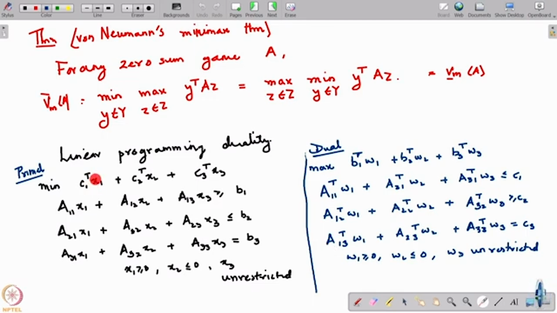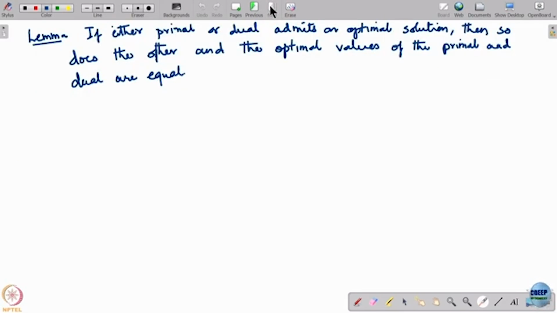So the number of variables that you have here, the length of x1, x2, x3 put together, need not be equal to the length of w1, w2, w3 put together. So you cannot expect a very obvious correspondence between x1 and w1, x2 and w2, and x3 and w3. But what is remarkable is you still get equality in the objectives. The optimal values of these objectives, provided one of them exists, are equal. Okay, all right. So this is the theorem that we want to use.